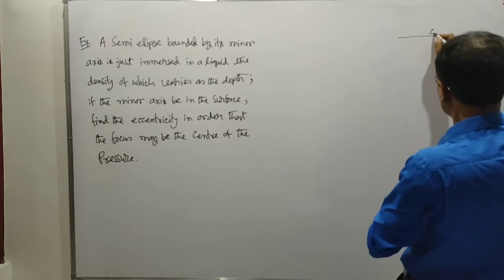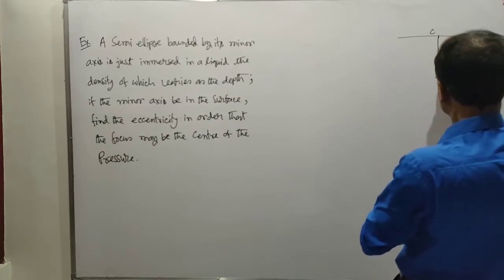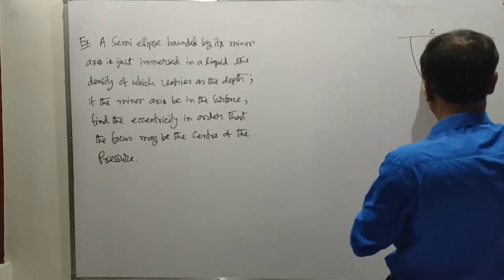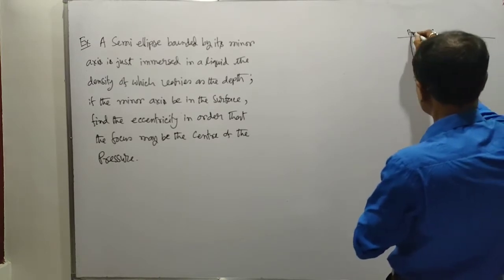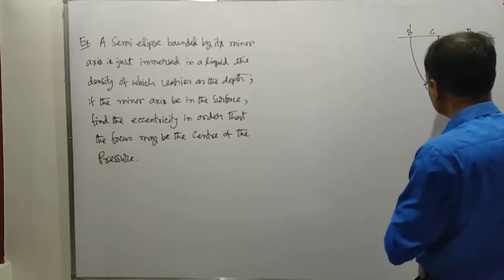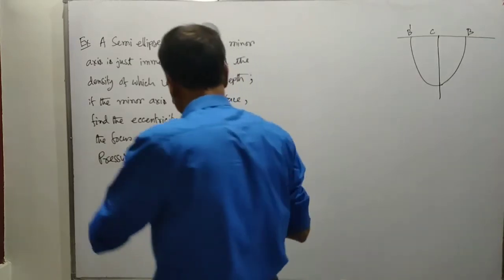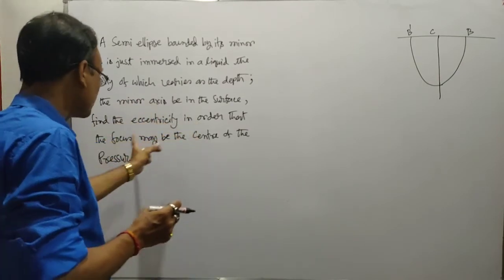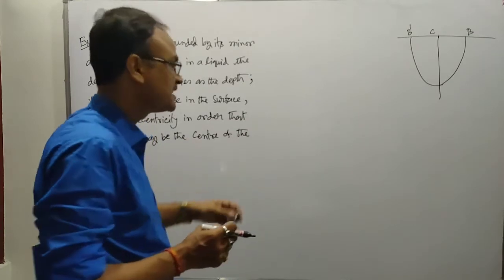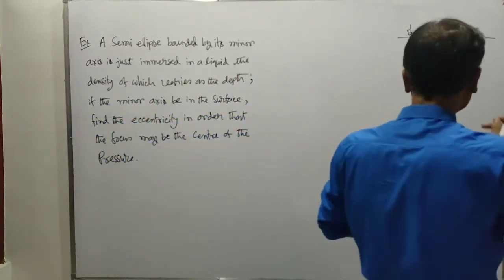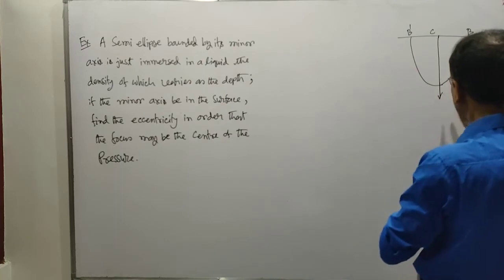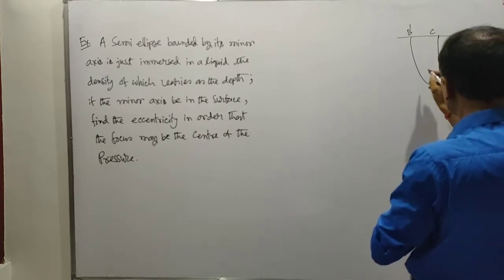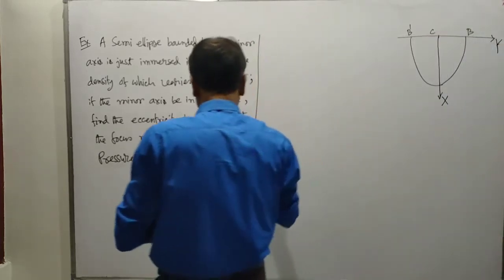Suppose C is the center of the ellipse, B dash CB. This minor axis is in the surface. Find the eccentricity, in order that the focus may be the center of pressure. Focus lies on the center of pressure. Along the major axis, this. Along the minor axis, this. Right.